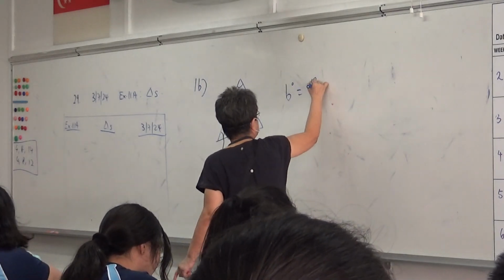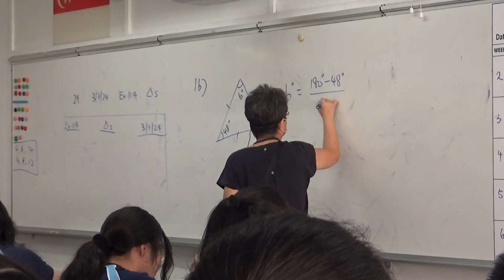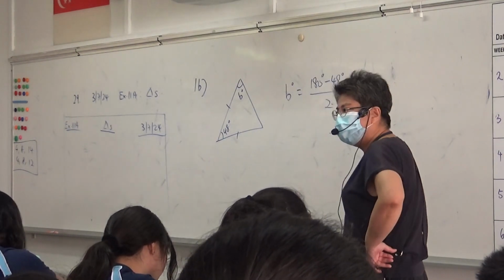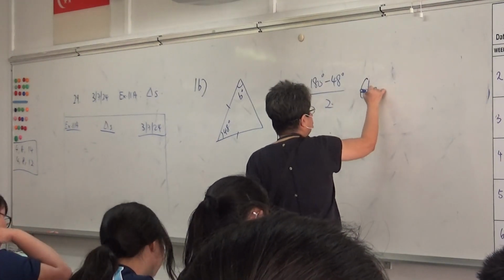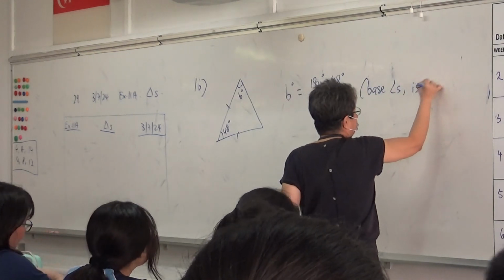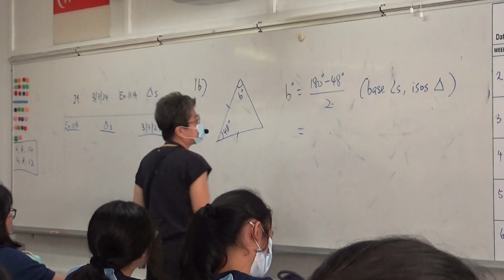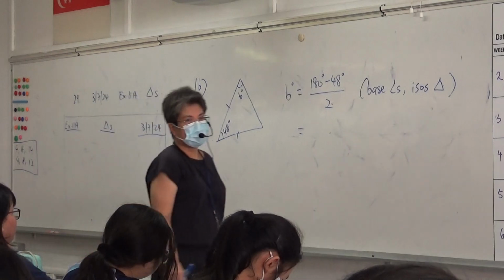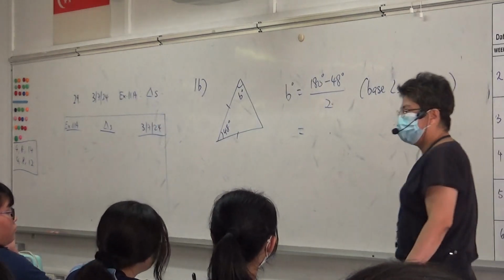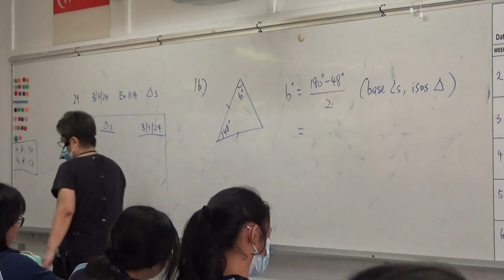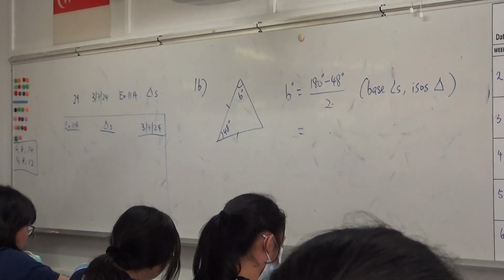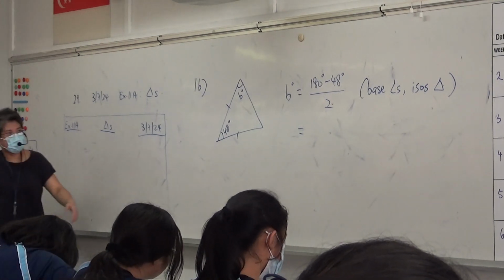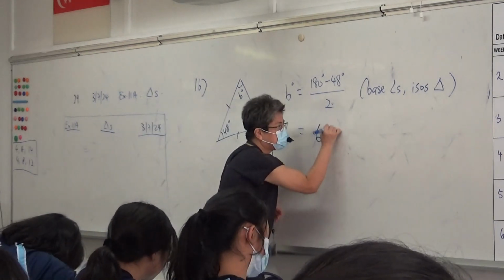B degrees is 180 degrees minus 48 divided by 2, right? Why divided by 2? Okay, the two angles are the same, right? So, this one you also write down: base angles isosceles triangle. Okay, so what is your B degrees? Don't just anyhow blurt out your answer. 66, okay. So this is 66 degrees, am I right?